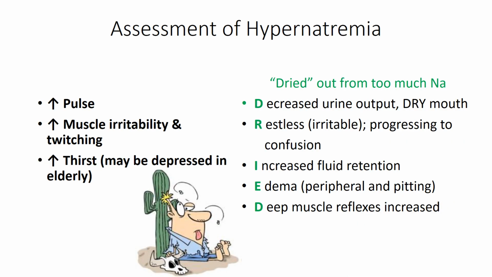Assessment of hypernatremia. We're going to have an increased pulse, increased muscle irritability and twitching, increased thirst. Dried out from too much sodium. We're going to have a decrease in your urinary output. You're going to have dry mouth, restless, irritable, progressing to confusion, increased fluid retention, edema, and deep muscle reflexes will be increased.